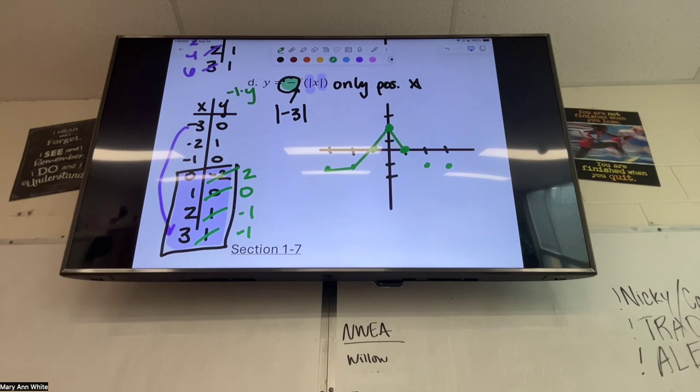Negative x's have the same y. So I can think of this as positive and -1, and positive and -2, and positive and -3. So you don't draw any of the points that are negative. You don't draw them. Nope, don't do those.